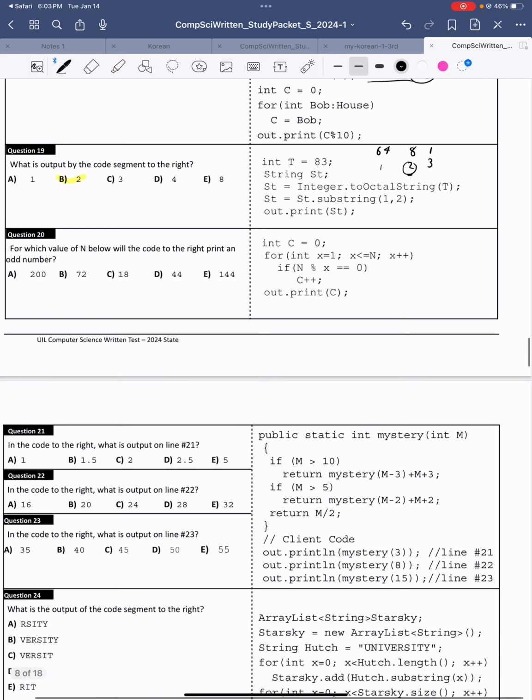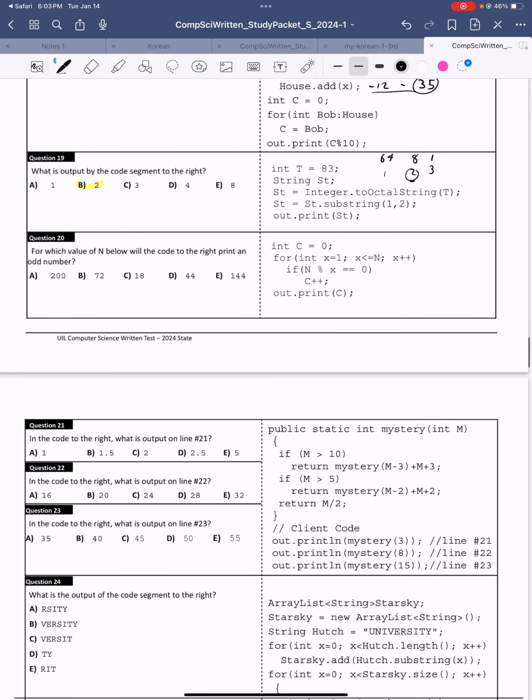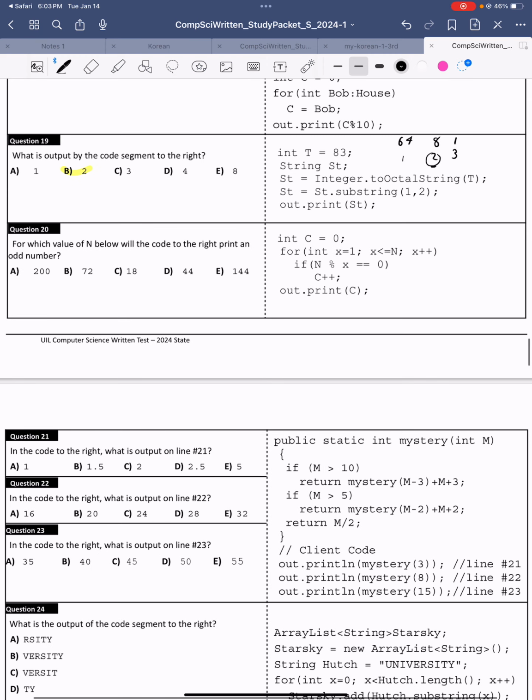For which value of n will the code to the right print an odd number? This one seems tricky, but it's really not. So, 1 through n, these numbers are pretty long. Now look, it's if n mod x equals 0. So what does that mean? It's saying, well, if x is a multiple of n, then add 1 to c, right?